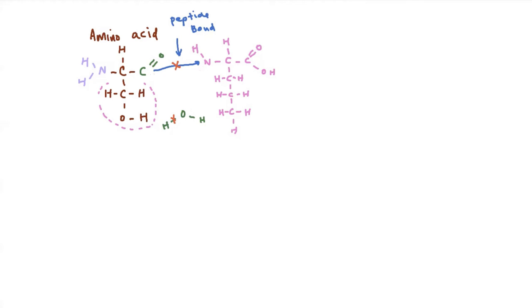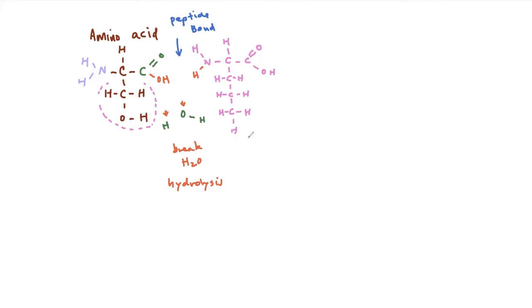So let me erase those bonds. Erase that bond. And now we're going to be forming another bond between this oxygen right here and the carboxyl group, okay, OH. It's going to go over there. And this hydrogen right here is going to be coming in to form a bond with the nitrogen, right? And so the water molecule is broken. Hence hydrolysis. And we're taking the dipeptide and making two individual amino acids.